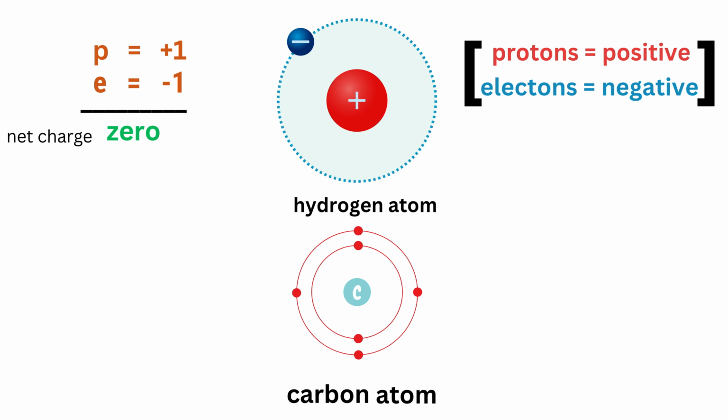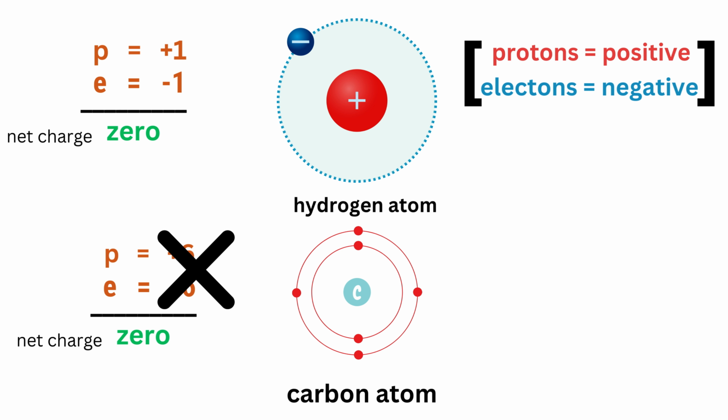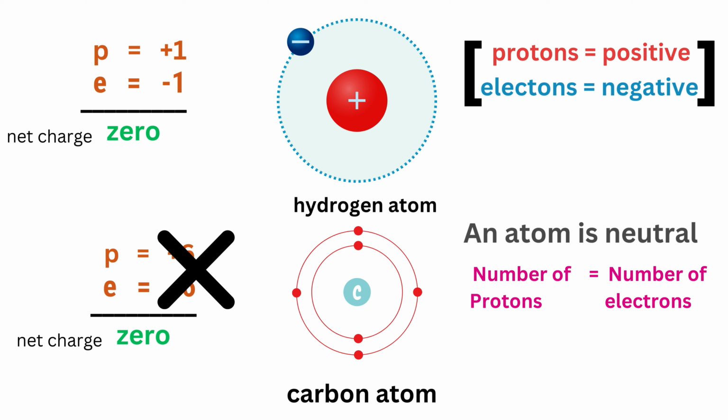Now consider a carbon atom. If you count the number of protons and electrons in a carbon atom, you will get that the number of protons is equal to positive 6 and the number of electrons is equal to -6. Thus, positive 6 and -6 cancel out each other. Hence, a carbon atom is a neutral particle. Therefore, we can say that an atom is electrically neutral because it has an equal number of protons and electrons.